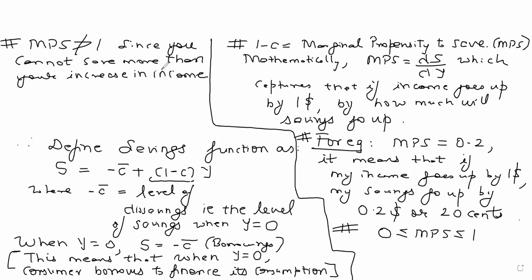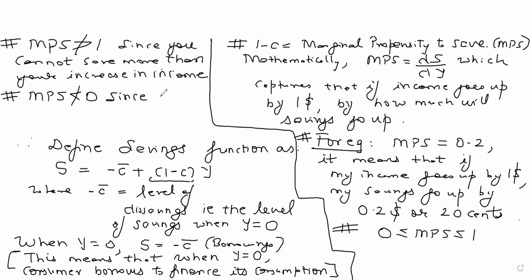You simply cannot save more than your increase in income. If your income increases by $1, you cannot save more than $1. At max, you can save that $1, but you can't save more than $1. I cannot say that my income has gone up by $1, but my savings have gone up by $2. That's not rational. That's not possible. If my income goes up by $1, my savings can go up by at max $1, but not more than that. And MPS cannot be less than 0 also.